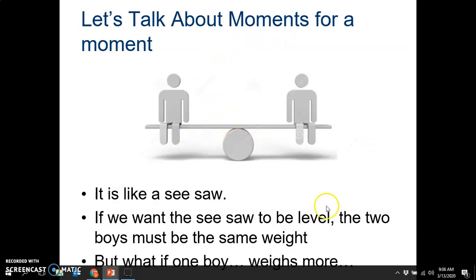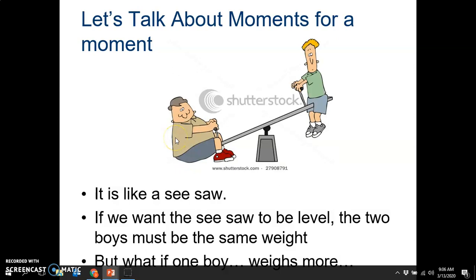But what if one boy weighs more, right? What if one's a little bit of a chunkster? That would happen, right? We have the one who weighs more, thus applying a larger moment, would cause this beam to rotate. And if this happens to your beam in your building, you're going to have a bad day.